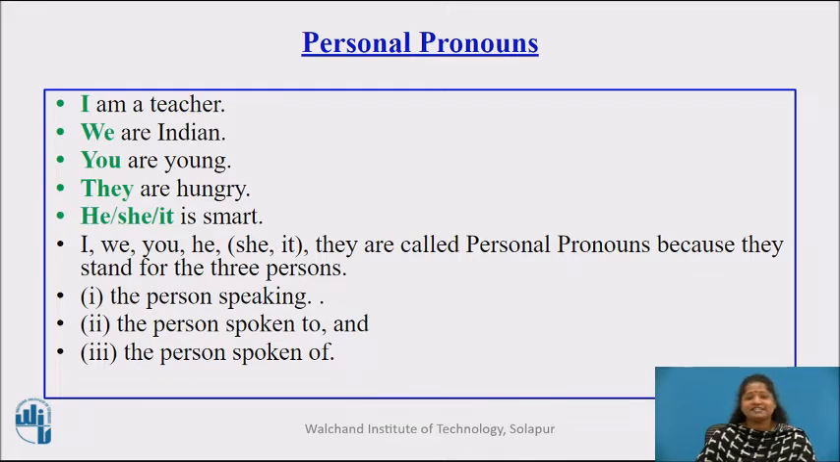Here are some examples of the personal pronouns. I am a teacher. In this sentence, I is a personal pronoun. We are Indian. You are Indian. They are hungry. He is smart, she is smart or it is smart. In all of these sentences, the words in green color, I, we, you, they, he, she, it are the personal pronouns. They are called personal pronouns because they stand for the 3 persons. I, we stand for the person who is speaking, you stands for the person spoken to, and he, she, it for the person spoken of.